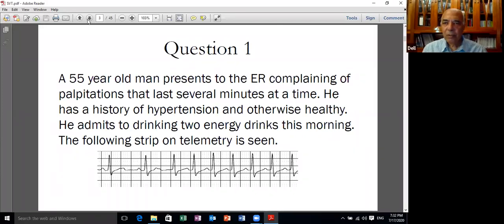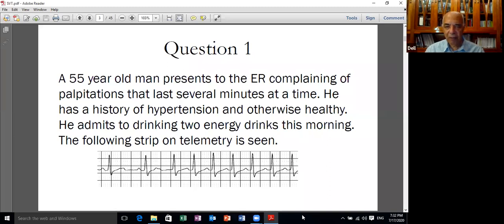So let's start with this question. A 55-year-old man presents to the emergency department complaining of palpitation that lasts several minutes at a time. He has a history of hypertension, otherwise he is healthy. He admits drinking 2 energy drinks. Usually the energy drinks contain a large amount of caffeine.